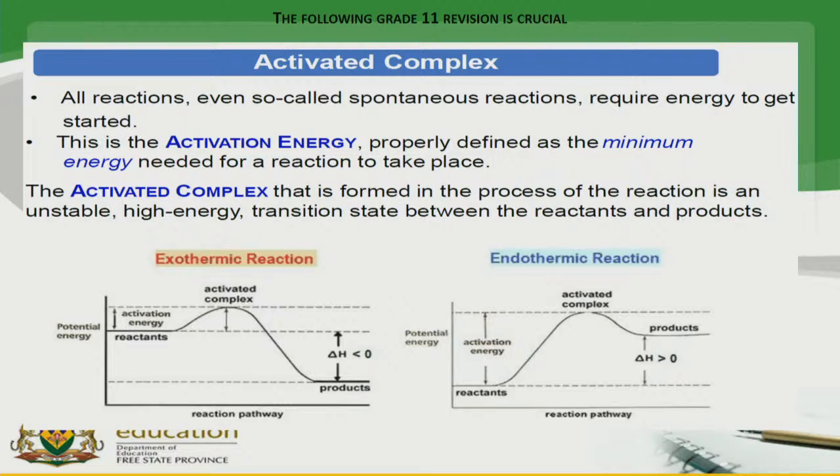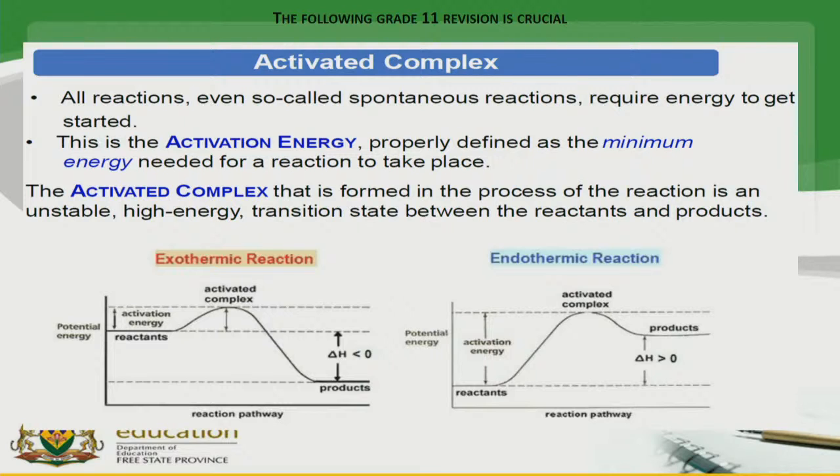And then when you have a look, because more energy is absorbed than the one that is released, it means energy of the products will be more than the energy of the reactants. And then energy of the products minus energy of the reactants will give you a delta H that is positive, or the one that is greater than 0.